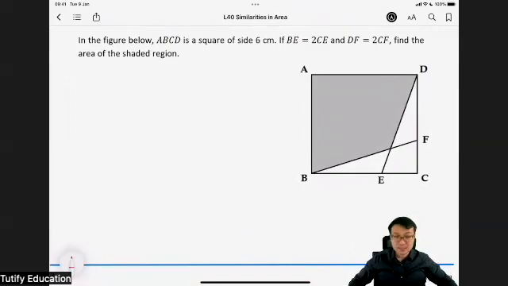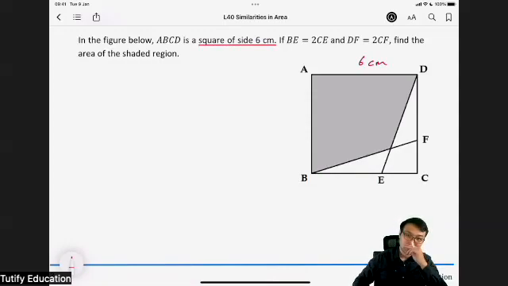So Abby, they want us to find the shaded region, right? You already know that there's a square. And they even told you that the side of the square is 6 cm. So Abby, you can find the area of this square, right? What is the area of this square? 36 centimeters squared. Yeah. Correct. The area of the entire square is 36.